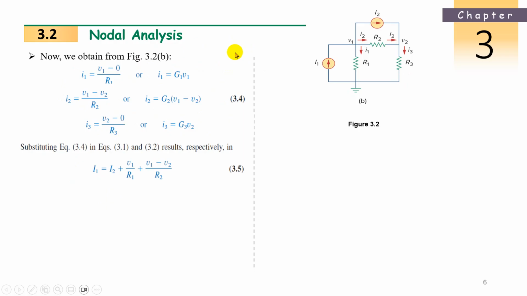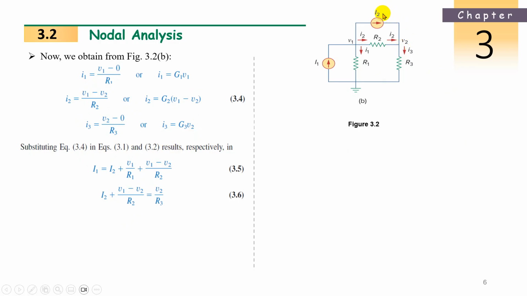First node Kirchhoff's current equation, second node Kirchhoff's current equation. For the first node, what we wrote in the previous slide: I1 is equal to small I1 plus small I2. What is I1? V1 by R1. What is I2? V1 minus V2 by R2. So we have to rearrange this equation and write it in terms of V1 and V2, which is equal to a constant.